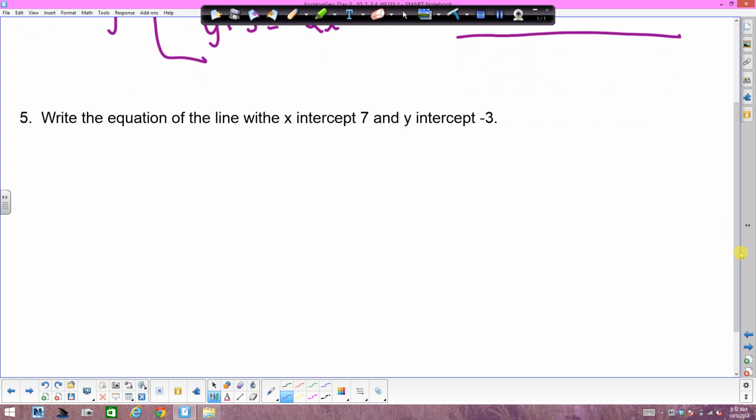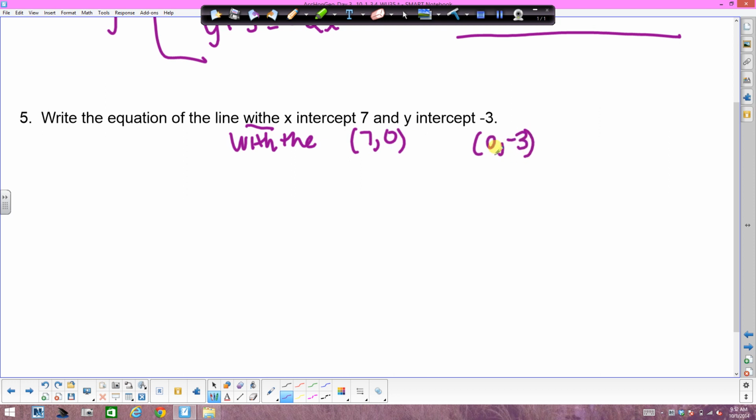Alright, number 5, write the equation of a line with the x-intercept 7 and y-intercept of 3. I think this should not be one word. That should be "with the," so you might want to correct that. So x-intercept of 7 and y-intercept of -3. If the x-intercept is 7, we know that's the ordered pair (7, 0). And the y-intercept of -3 is (0, -3).